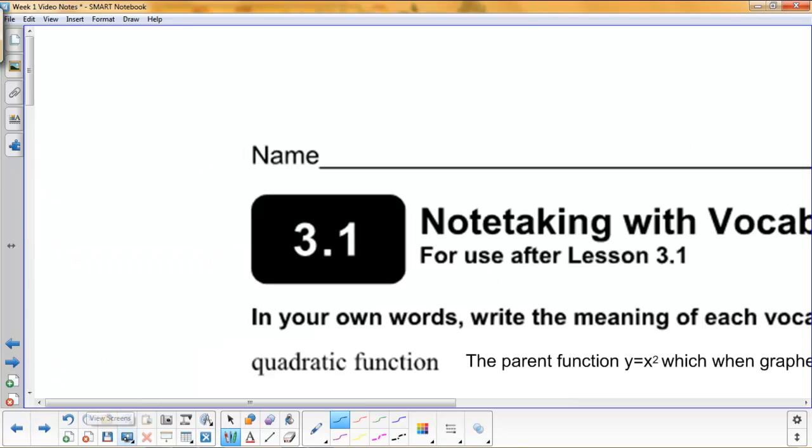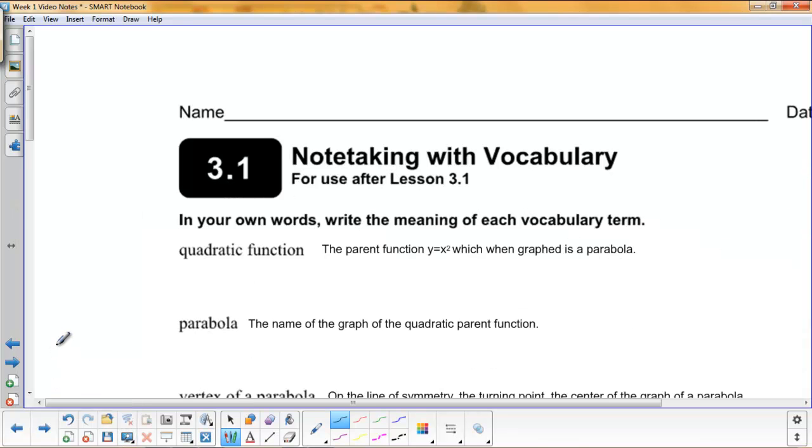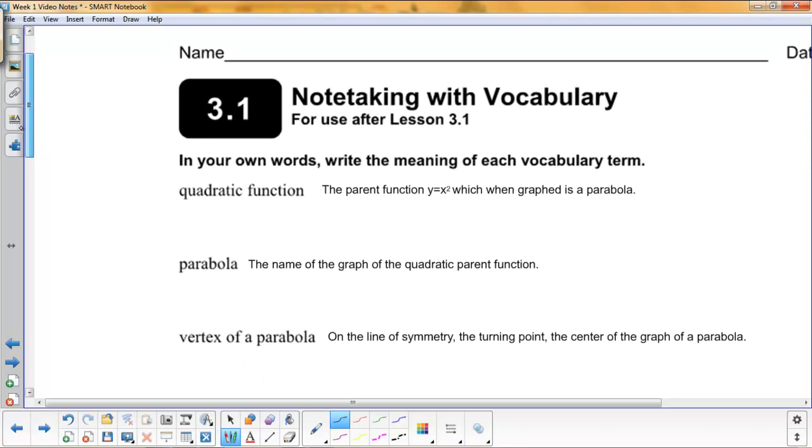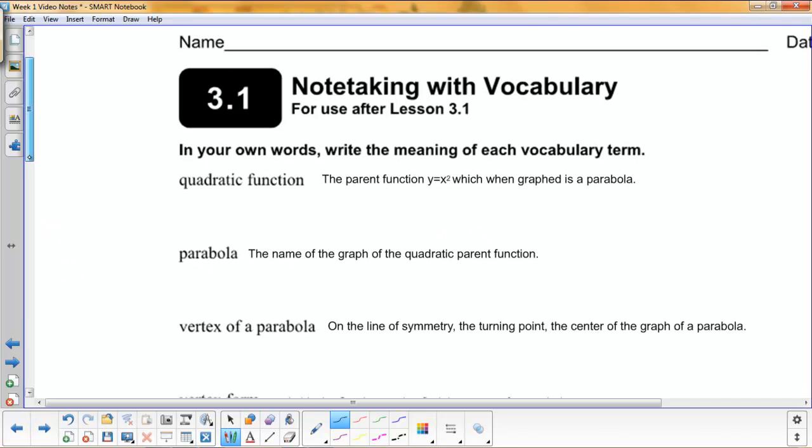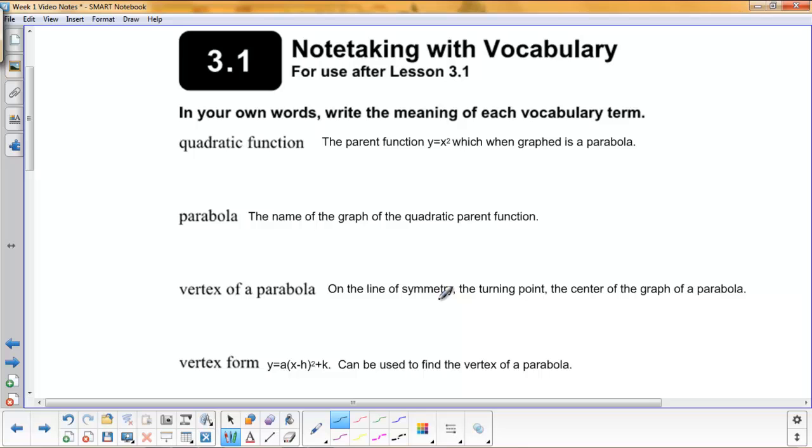All right, we'll take a look at a few definitions now so that you have some clear understanding about the things you are defining in this particular lesson. A quadratic function is the parent function y equals x squared, which when graphed is a parabola. A parabola is the name of the graph of the quadratic parent function, and the vertex of the parabola is on the line of symmetry. It can be considered the turning point of the parabola and is the center of the graph of a parabola.